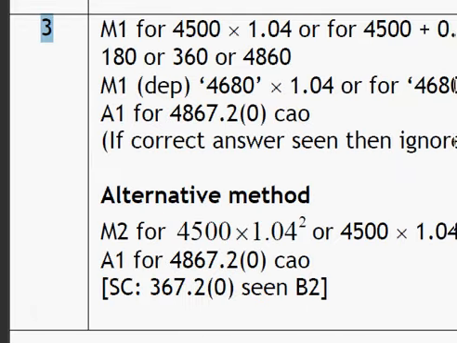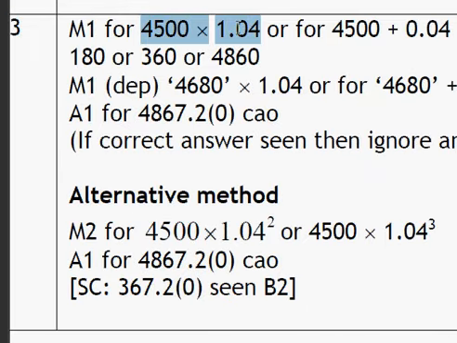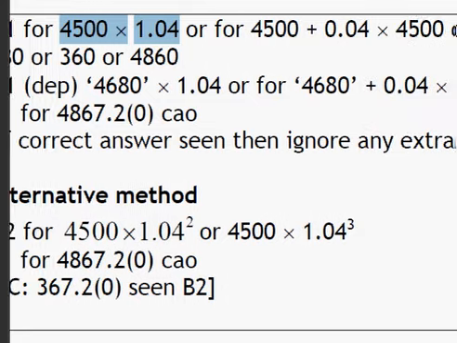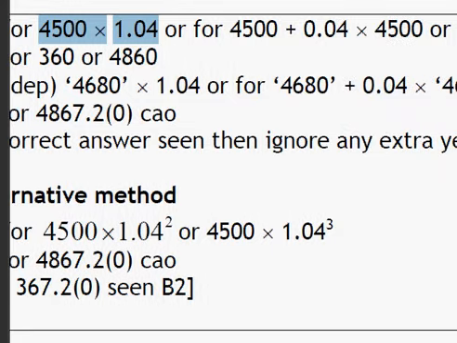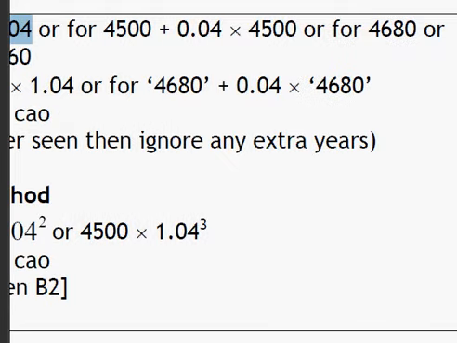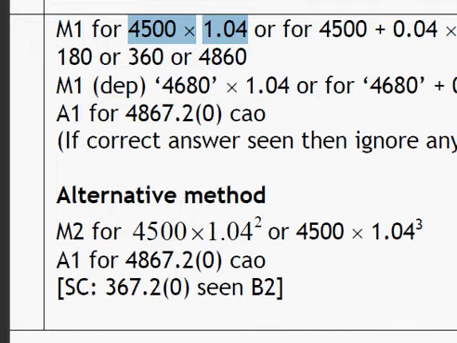Give yourself 1 mark if you wrote down 4,500 times 1.04, or 4,500 plus 0.04 times 4,500, or 4,680, or 180, or 4,860. You could easily have gotten 1 mark here if you had any of those written down. This is why it's important to show your work.